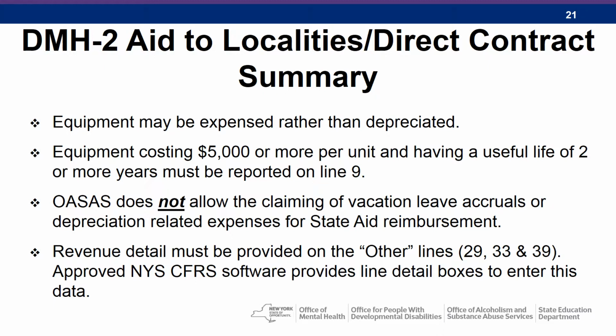Equipment may be expensed rather than depreciated. Equipment costing $5,000 or more per unit and having a useful life of 2 or more years must be reported on line 9. OASIS does not allow the claiming of vacation leave accruals, interest, or depreciation-related expenses for state aid reimbursement. Revenue details must be provided on the other lines 29, 33, and 39. Approved New York State CFR software provides line detail boxes to enter this data.